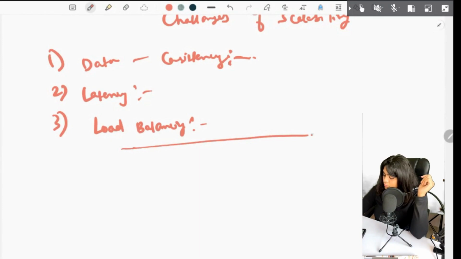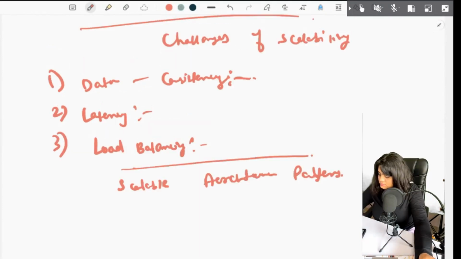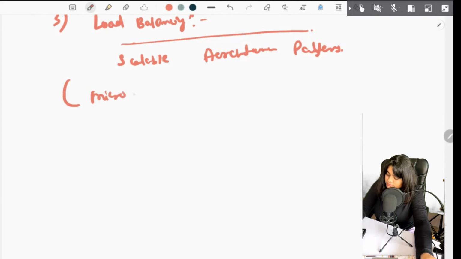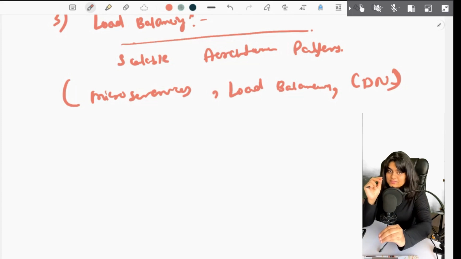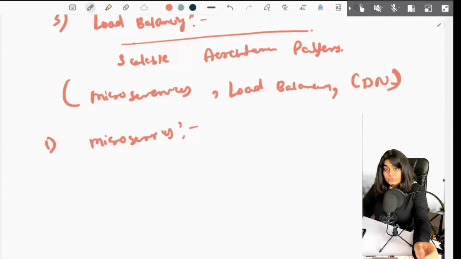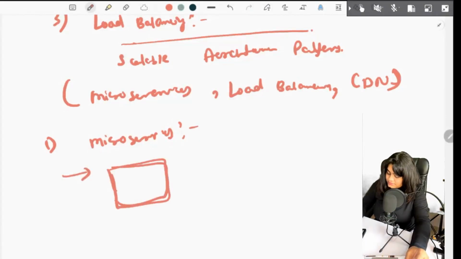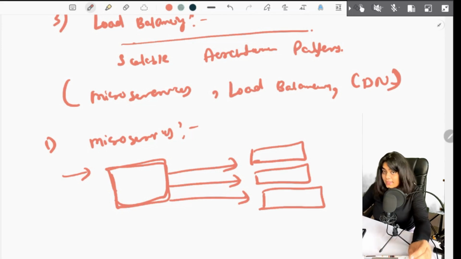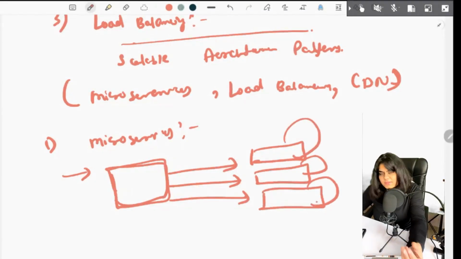Now let's talk about scalable architecture patterns. Some of them are microservices, load balancers, and CDNs. To build scalable systems, you need the right architecture patterns. Let's look at some of the most effective ones. First, the microservice architecture. Instead of building a monolith application, we break it down into simple, smaller, independent services. This is called microservice architecture. And here each service can scale independently based on its load.